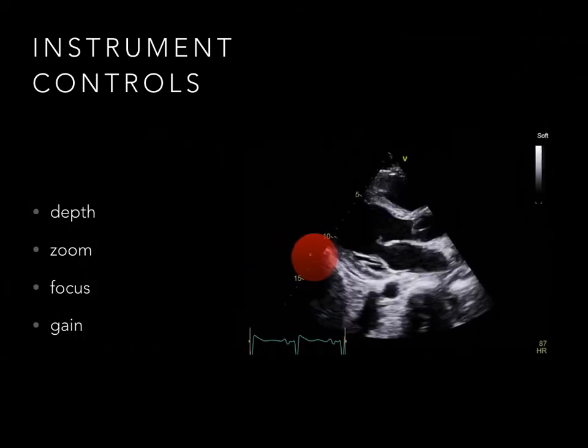Focal zone indicates the region of the image where the ultrasound beam is narrowest. Lateral resolution is best in this region. On this image, the red dot indicates the position of the focal zone with the best lateral resolution.